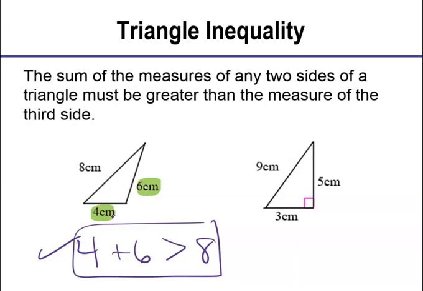But that's not the only inequality. You could also add 4 plus 8 is 12. That's got to be bigger than 6. Or 6 plus 8 is 14, which has got to be bigger than 4. But really, you want to look at the longest side because that's the one that makes the most sense.